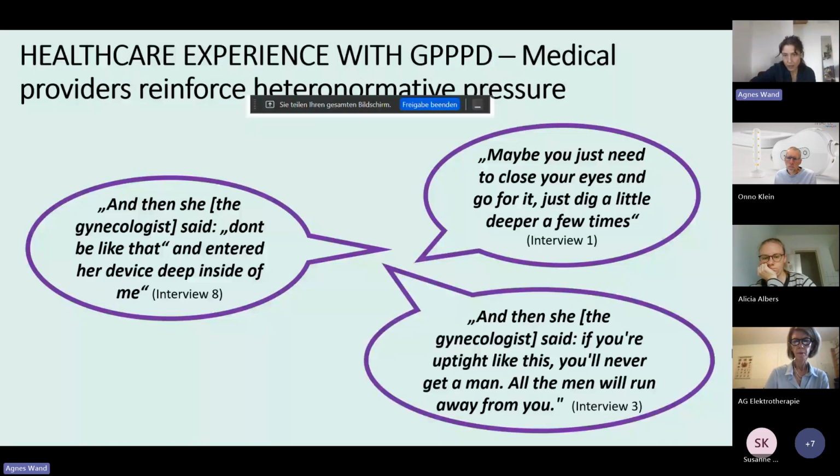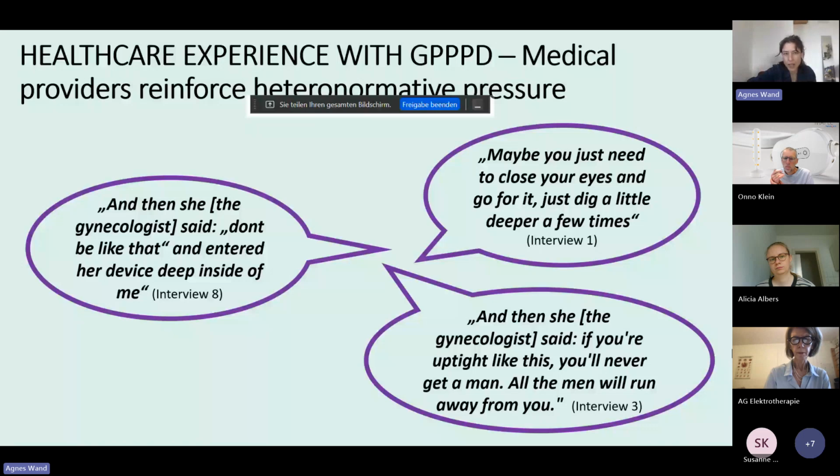And also this one: "And then she said, 'If you're uptight like this, you'll never get a man. All the men will run away from you.'" This quote shows how the interviewed person had been pushed into heteronormative pressure by a gynecologist, and was accused of not being able to fulfill men's needs with this condition, and therefore it should be very important to overcome it.